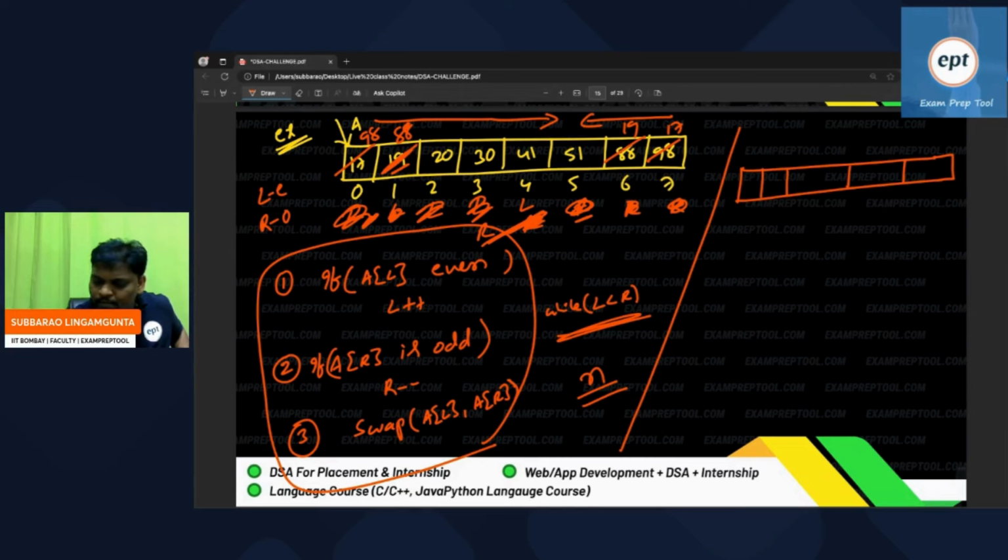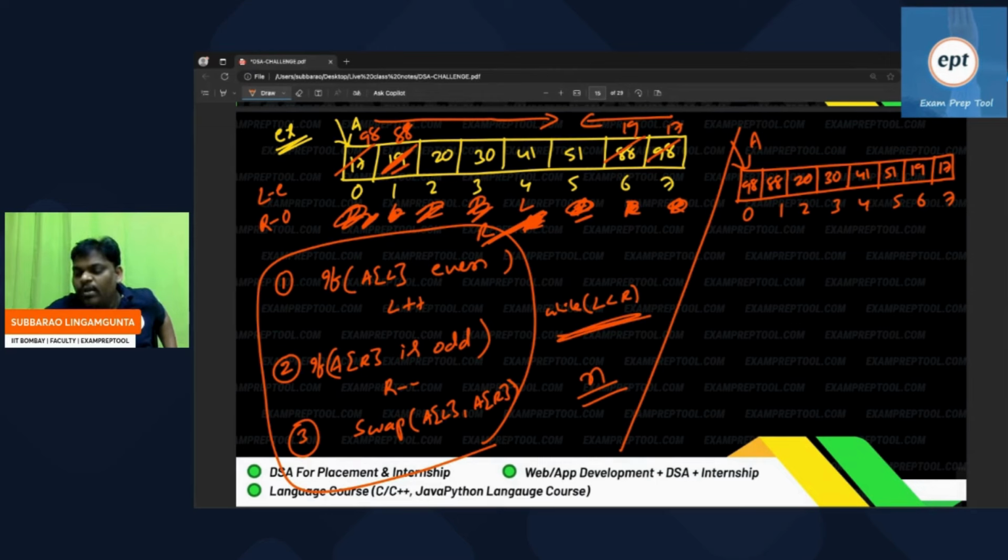Let's see this. Indices 0, 1, 2, 3, 4, 5, 6, 7. The array name is A. Let me write it now: 98 here, 88 here, 20 here, 30 here, 41 here, 51 here, 19 here, and 17 here. If you observe clearly, all even numbers are on the left side and all odd numbers are on the right hand side. In computer science, this algorithm is also known as the partition algorithm.